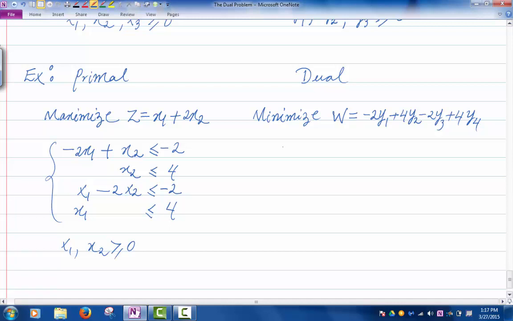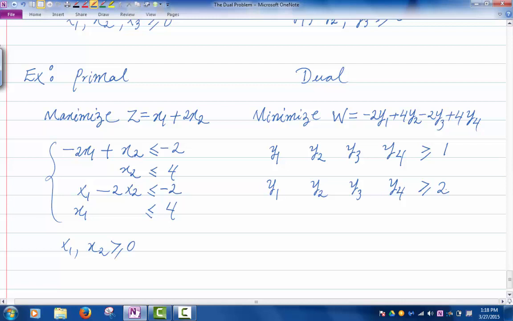And now, what are the constraints? What would be the first constraint of the dual? In terms of y1, y2, y3, y4, and it will be greater than or equal to, right? Greater than or equal to what? How many dual functional constraints do I have? Same as the number of decision variables of the primal. So I know there are only two functional constraints. And the right-hand sides are 1, that's the coefficient of x1 in the primal, and 2, that's the coefficient of x2 in the primal.